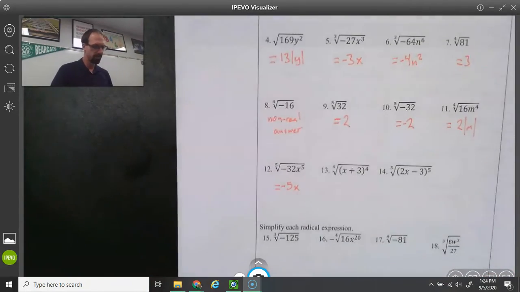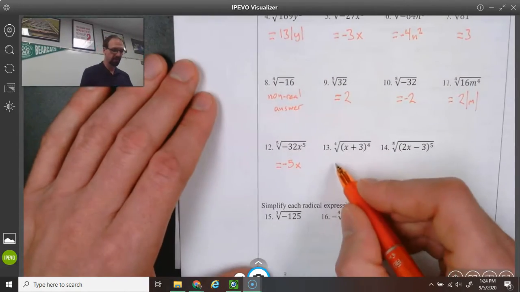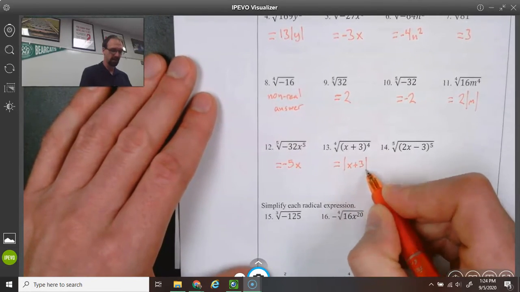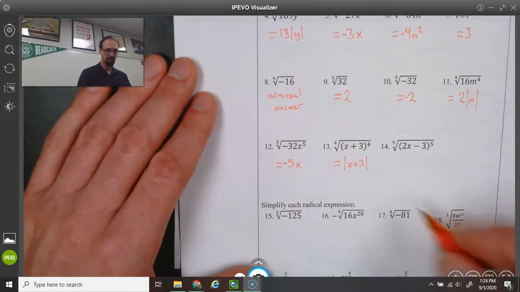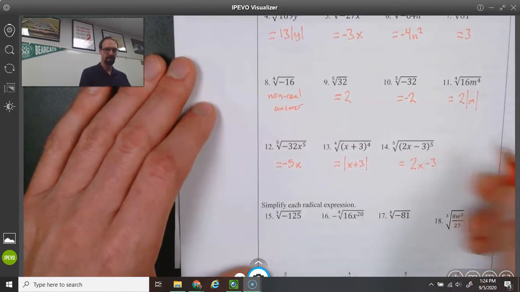For the next part, the fourth root of x plus 3 quantity raised to the 4th power, what we're going to have here is, again, x plus 3 in absolute value because it contains a variable. And then for this last one, 2x minus 3 is not an absolute value because it's an odd root.